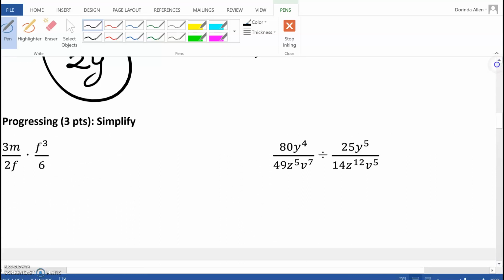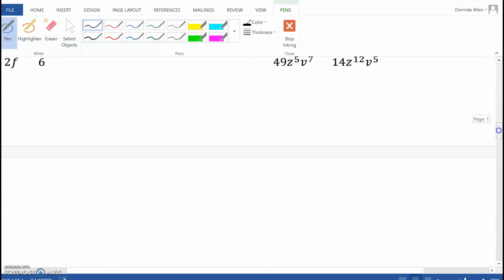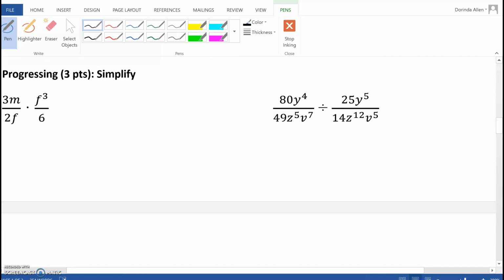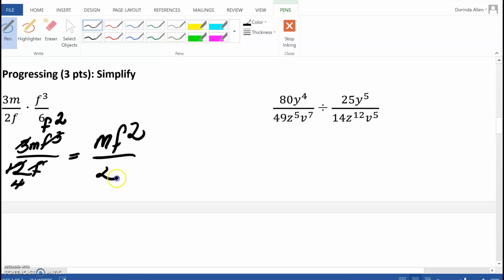Oopsie, too far. It's very touchy. All right, I'm going to go ahead and multiply this out. So I get 3m f to the third over 12 f. 3 goes into 12 4 times. This f goes into these 3 f's and leaves me with 2. So on the top, I'm left with m f squared, and on the bottom, I'm left with 4.